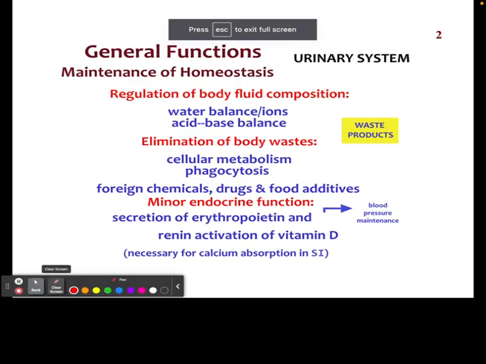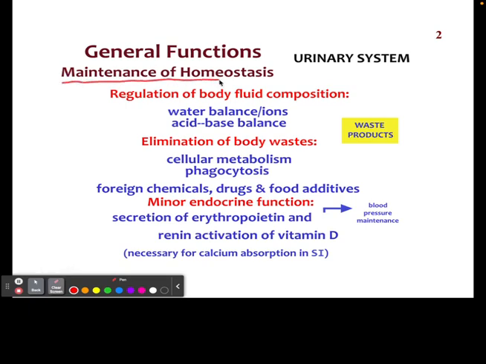Everyone. So in this video, we're just going to talk about some of the general functions of the urinary system, just to have a better understanding of what it's used for. And again, just like most of the systems in the body, homeostasis is the primary function. We're going to maintain homeostasis in some way, shape, or form.